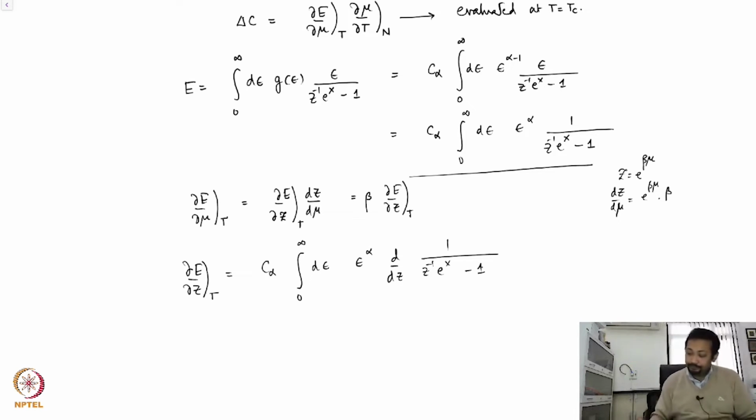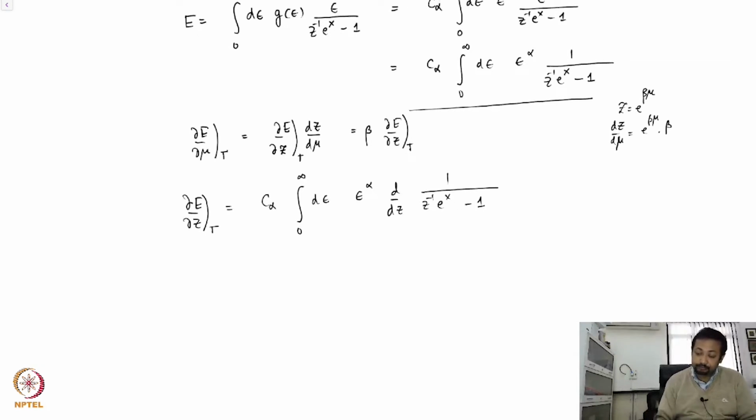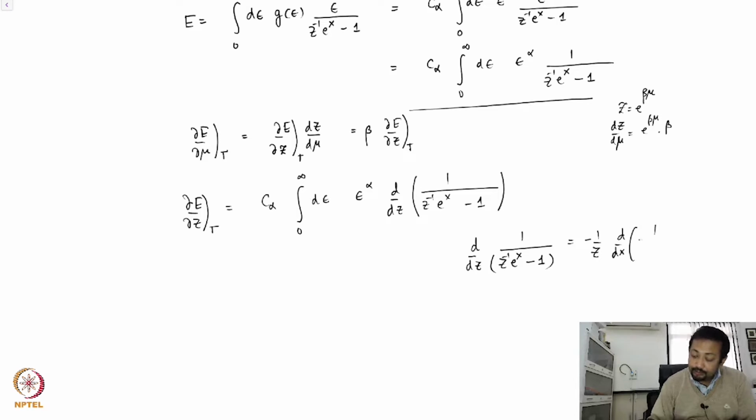Now, life is a little bit simpler because I have seen that d dz of 1 over z inverse e to the power x minus 1 is just going to be minus 1 over z d dx of 1 over z inverse e to the power x minus 1.